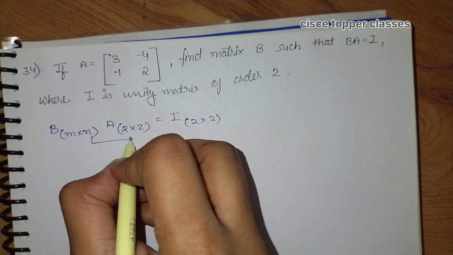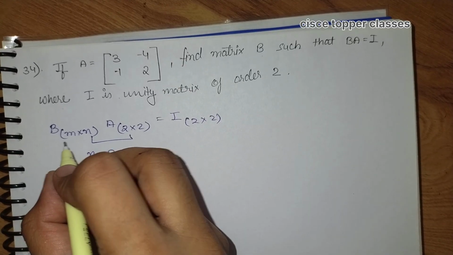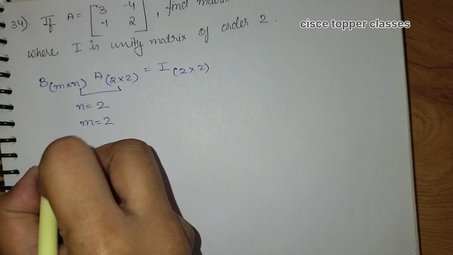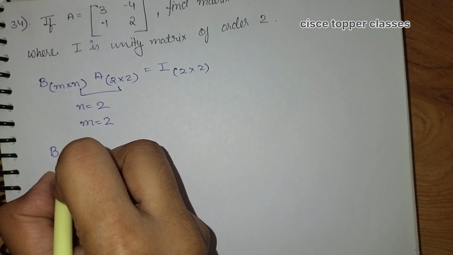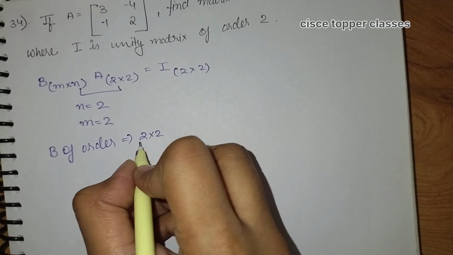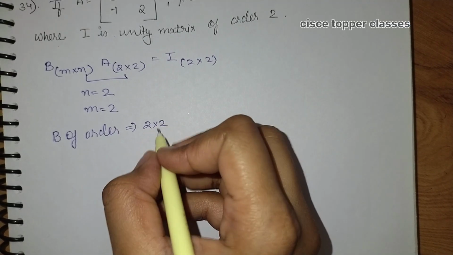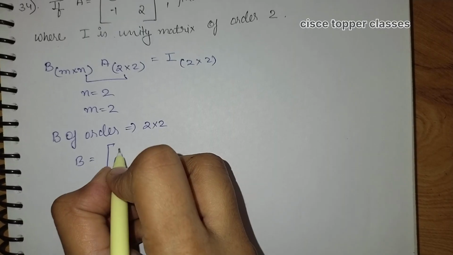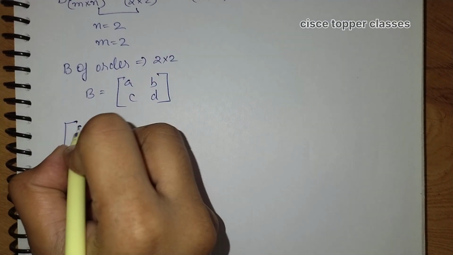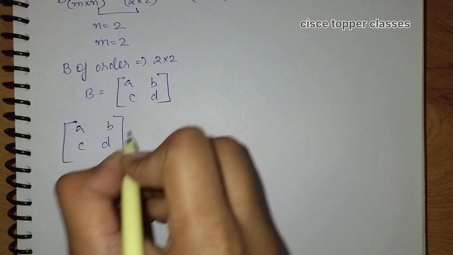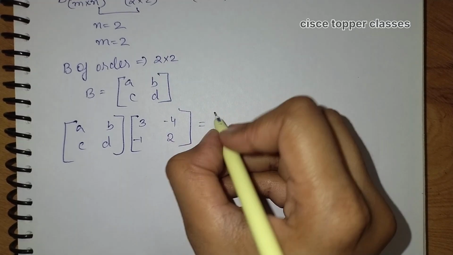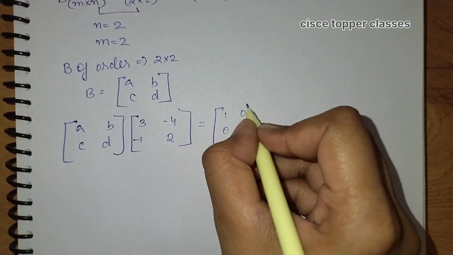Similarly, we are comparing these values, n is equal to 2 we will find, and m cross 2 will be 2 cross 2, hence m is also equal to 2. Means matrix B is of order 2 cross 2, meaning number of rows is 2 and number of columns is 2. Matrix B we can write as a, b, c, d. So B multiplied by A, that is a, b, c, d multiplied by matrix 3 minus 4 minus 1 2, is equal to the unity matrix 1 0 0 1.